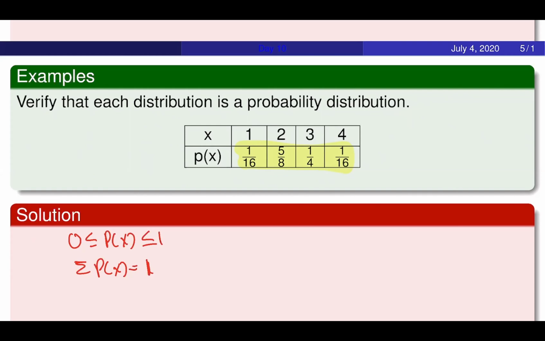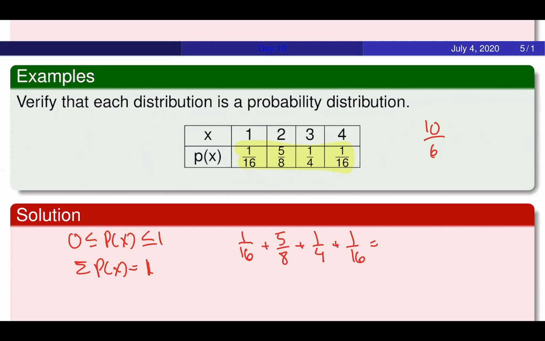If you look at them, all of them are between 0 and 1. You can tell, because if you have something bigger than 1, the top number will be bigger than the bottom number. But if you look at all of these, the numerators, the top numbers, are smaller than the bottom numbers. So that's how you know none of them are above 1. And none of them are negative. So we want to add them all: 1 over 16 plus 5 over 8 plus 1 over 4 plus 1 over 16.